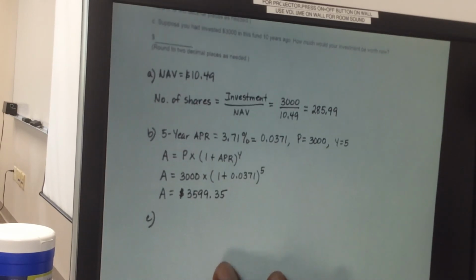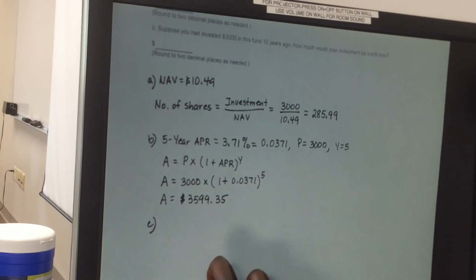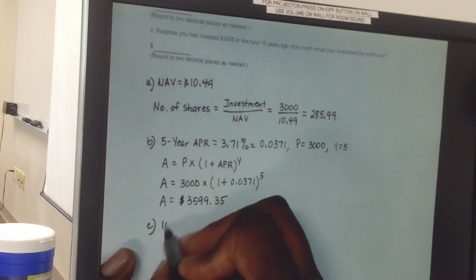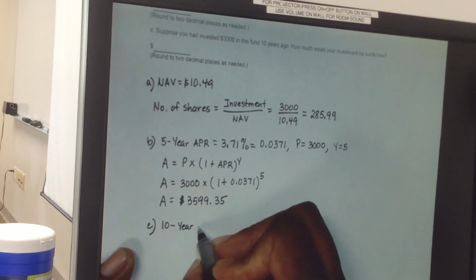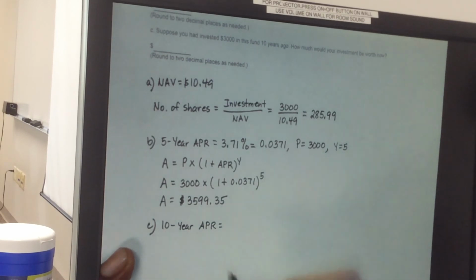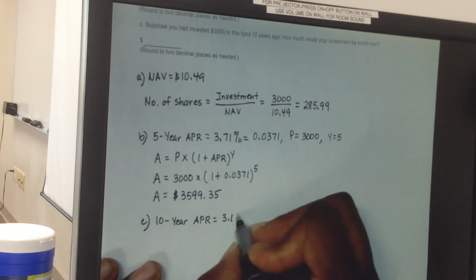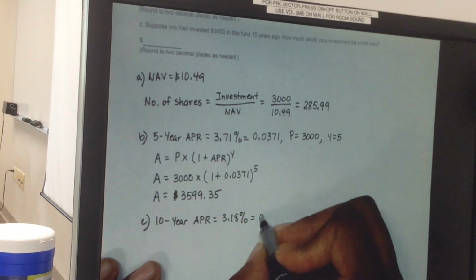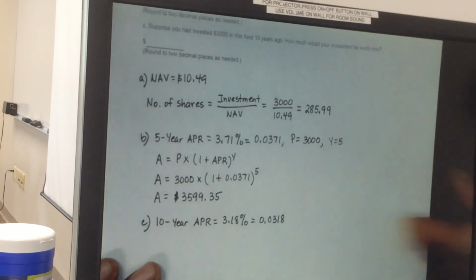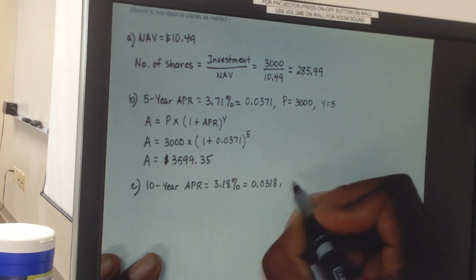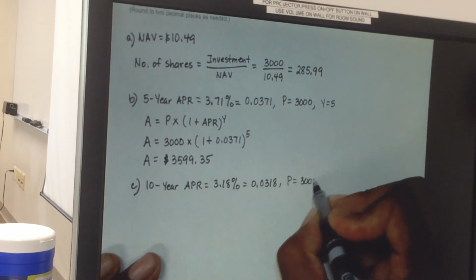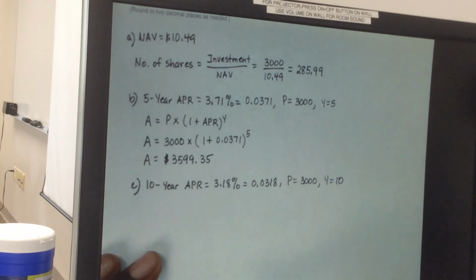All right, in part C, let's say the same dollar amount of $3,000, let's say it was in the fund 10 years ago. How much would it be now? So let's look at the 10-year APR from that table. Here's 3.18%. And as a decimal, it'll be 0.0318. And again, your P is 3,000. And here Y is going to be equal to 10.